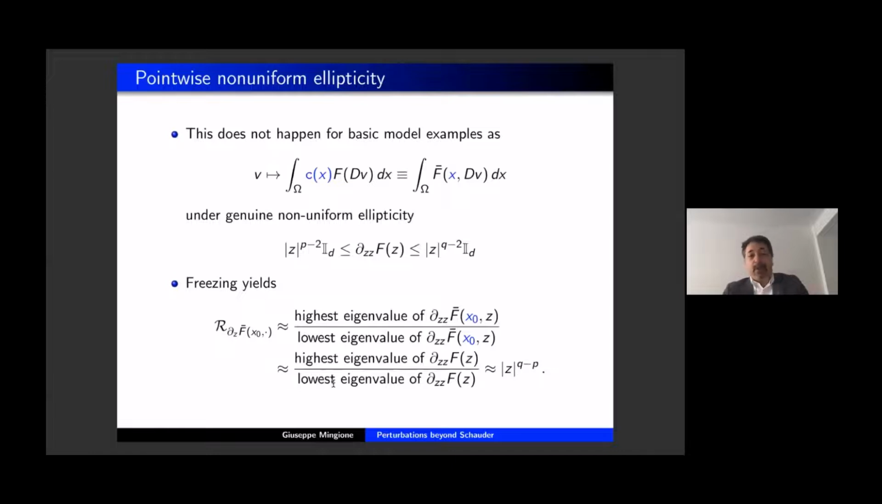What I'm going to talk about is what happens now in the hard case, the case when you have a pointwise strongly non-uniformly elliptic operator. So you freeze, and whenever you freeze, you still get a non-uniformly elliptic operator. You see, this is an integrand. You freeze, the c of x cancels, and then you get something that goes like z to the q minus b. So we are now going to Schauder estimates for the classical non-uniformly elliptic operator.